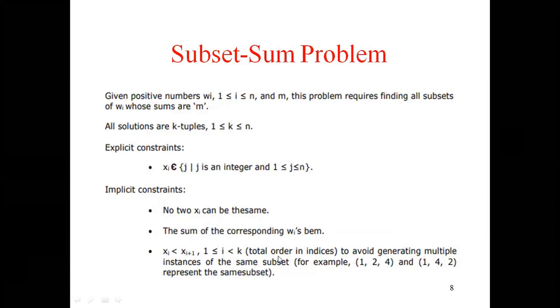We are arranging the elements in total order in indices to avoid generating multiple instances of the same subset. For example, 1 2 4 and 1 4 2 represent the same subset. 1 comma 2 comma 4 and 1 comma 4 comma 2 are the same. These two are different orderings, but you can consider them as the same subset.